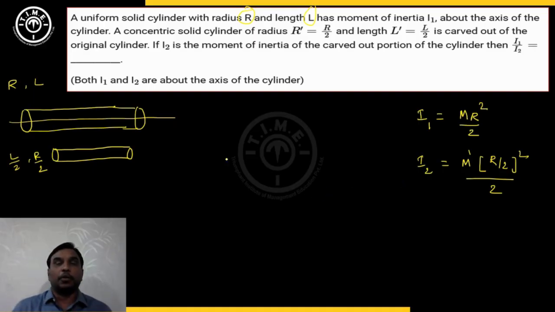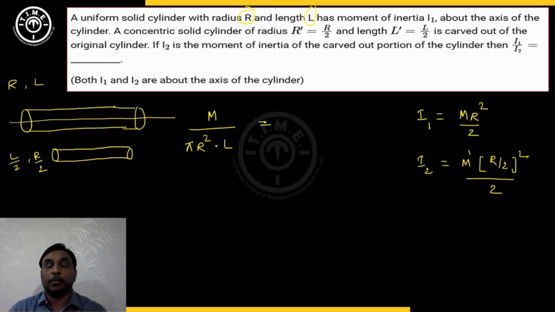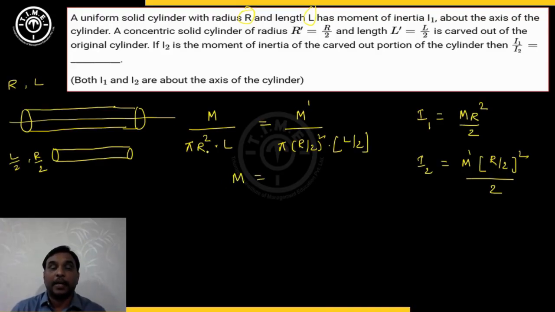How to calculate M prime? Based on the mass distribution: the total mass of the cylinder by the total volume of the cylinder. The volume of the cylinder is pi R square into L, since it is a uniform solid cylinder as mentioned in the problem. So the mass of the removed part M prime is over the volume of the removed portion, pi R by 2 whole square, length L by 2. You can write M, and pi R square gets cancelled. 2 2's are 4, 4 2's are 8, which goes to the numerator. So M prime is equal to M by 8.